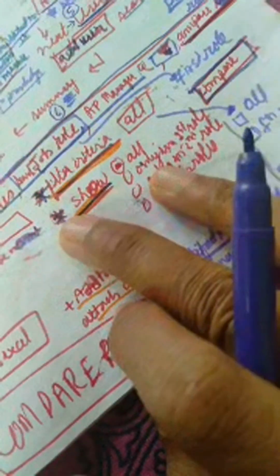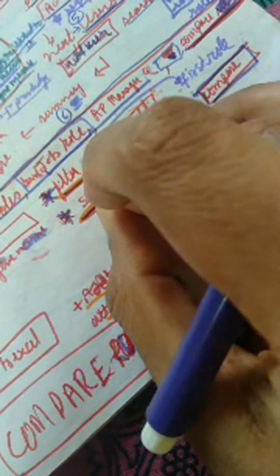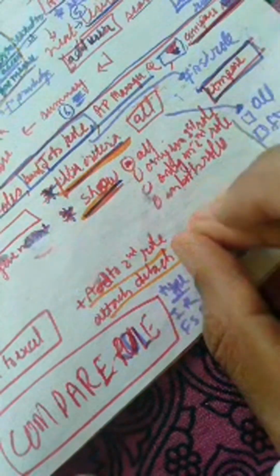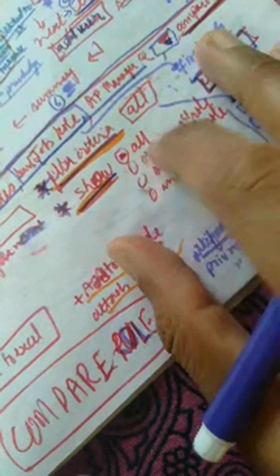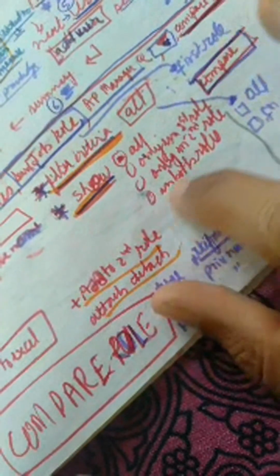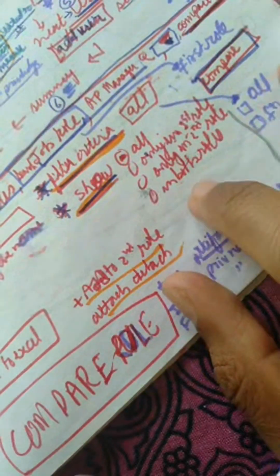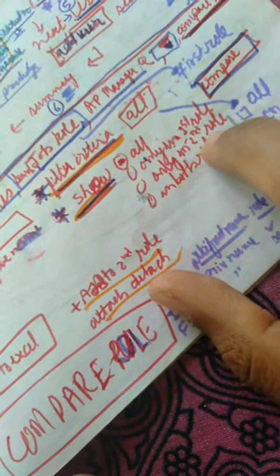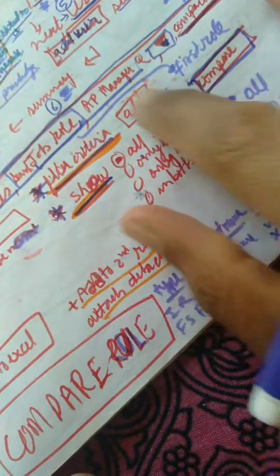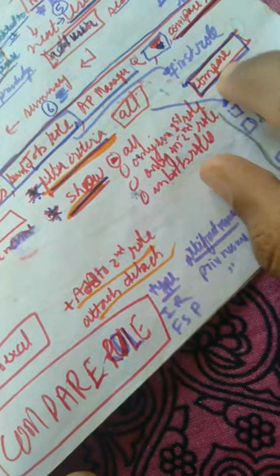After I have done the filtering, how is the output shown? What do I need to see in the output? What is my requirement? Here also we have four show options: all the values, the values present in both roles, the values present only in the first role, and the values present only in the second role. Once these are selected, we click on compare.